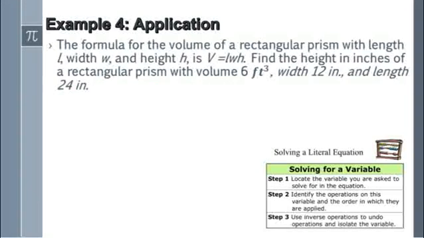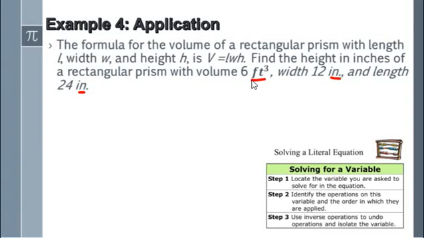Next one, an application problem. The formula for the volume of a rectangular prism with length L, width W, and height H is V equals LW times H. Find the height in inches of a rectangular prism with a volume of 6 cubic feet, a width of 12 inches, and a length of 24 inches. So the volume is in cubic feet, this is in inches, and this is in inches. They want the height in inches.